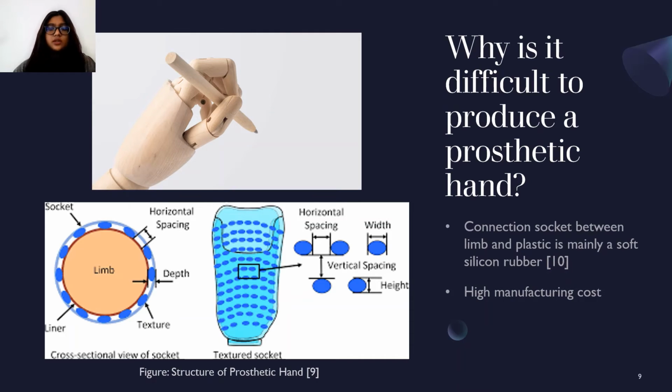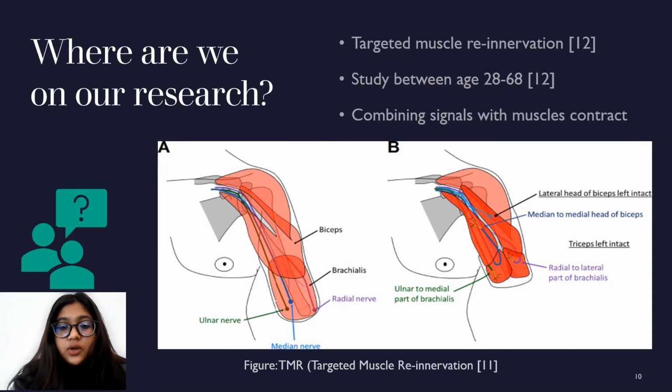This material is not in itself extremely expensive, but these components are often expensive to manufacture and to create. After all, they need to be customized for optimal fit and comfort to each individual. Otherwise, the prosthetic can cause pain and also will work incorrectly. So now the question arises, where are we on our research?